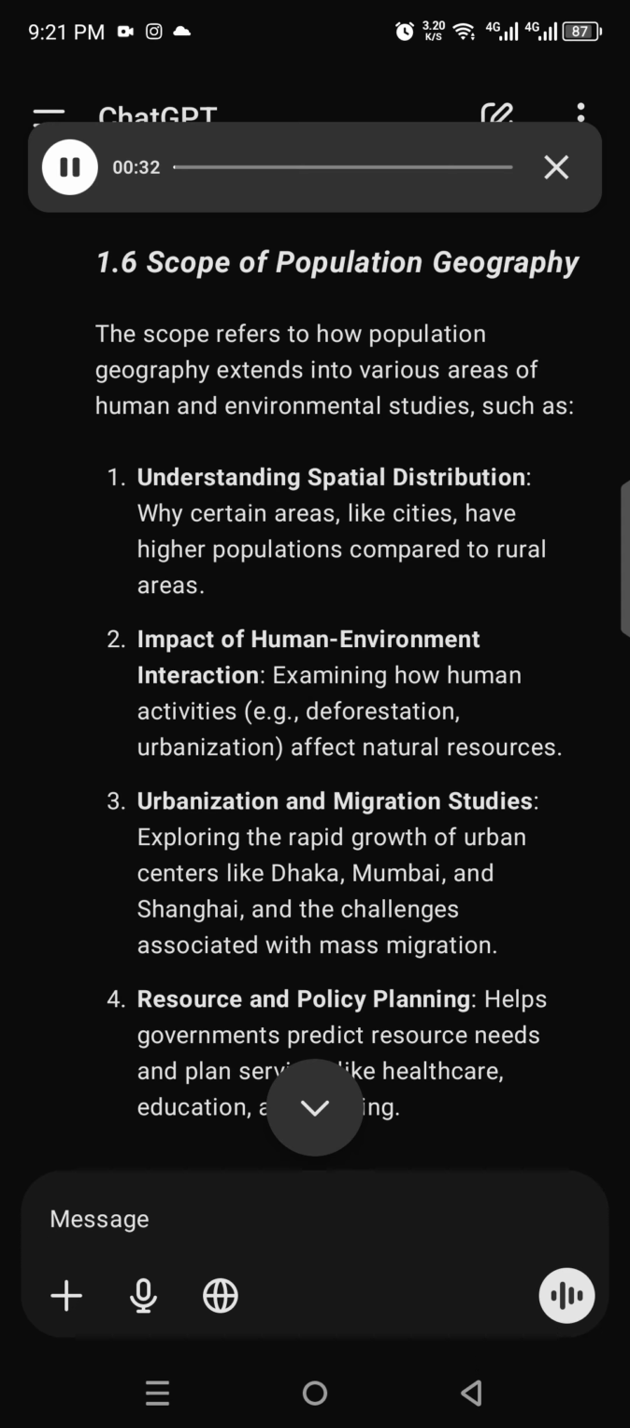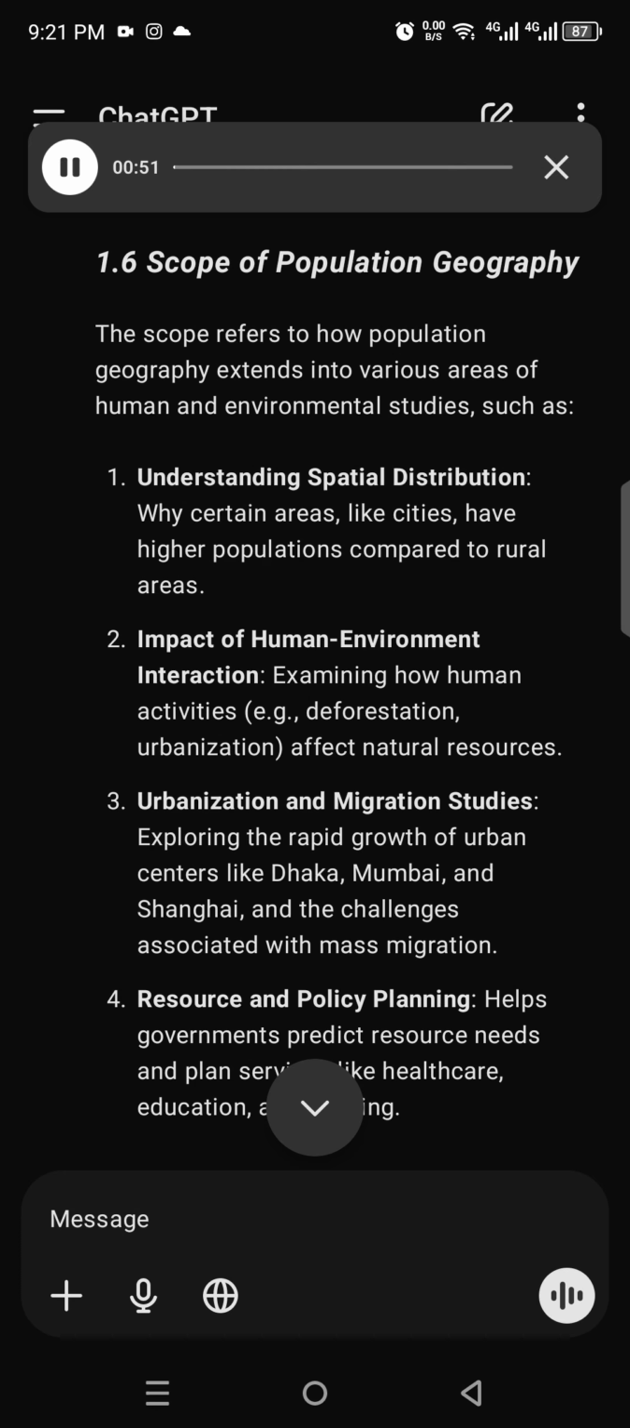3. Urbanization and migration studies, exploring the rapid growth of urban centers like Dhaka, Mumbai, and Shanghai, and the challenges associated with mass migration. 4. Resource and policy planning, helps governments predict resource needs and plan services like healthcare, education, and housing.